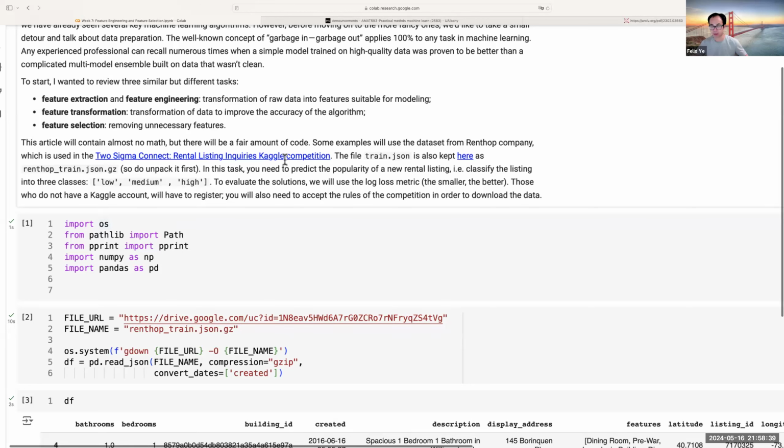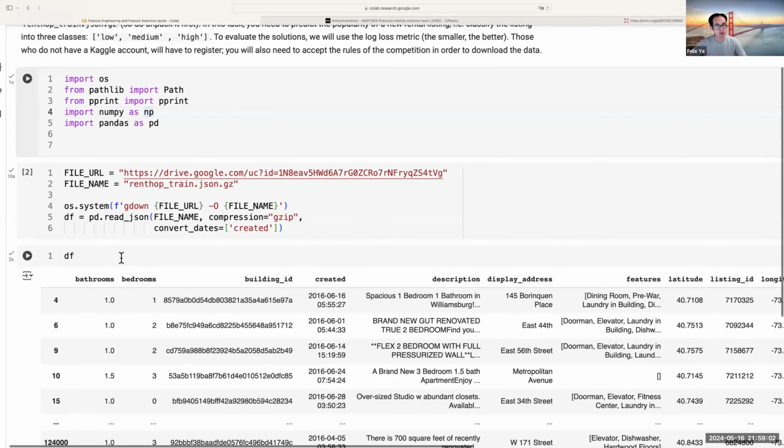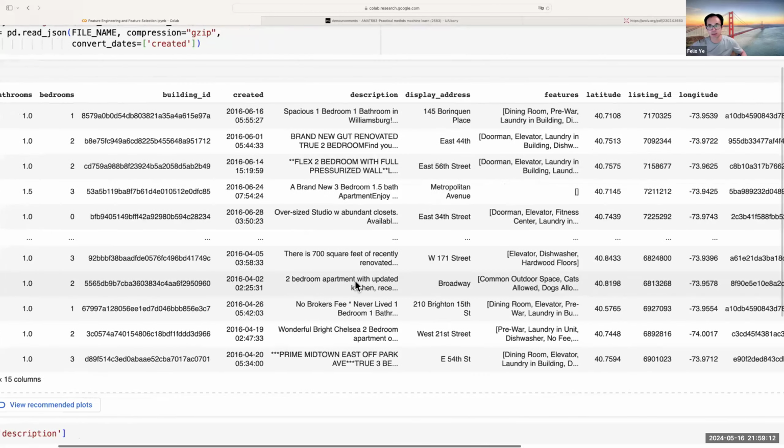And right here, we're going to use this training data set and try to do some feature engineering and feature selection with it. We are loading all the necessary libraries, and we're going to load the data. This data is actually in this Google Drive. If we look at this data set, we will see it has 15 features; the number of columns is only 15.